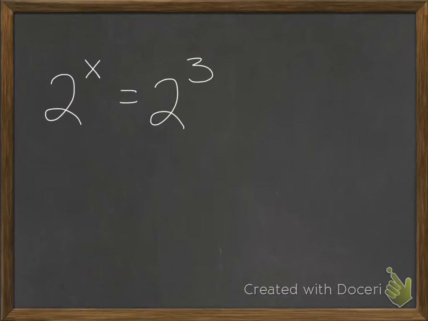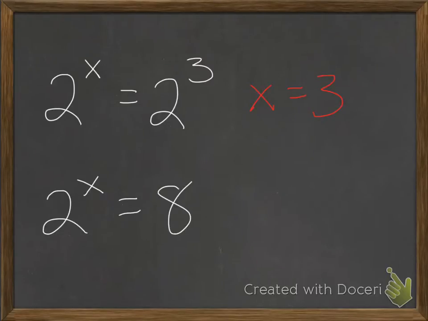Okay, so if you saw a problem like this, where it says 2 to the x is equal to 2 to the third, and you were asked to solve for x, what would you say? Duh, x equals 3, right? Stupid question. Well, what if you saw an equation that says 2 to the x equals 8? What would you do then? Again, stupid question, because we know that 8 is the same thing as 2 to the third power, so therefore still x would be equal to 3.